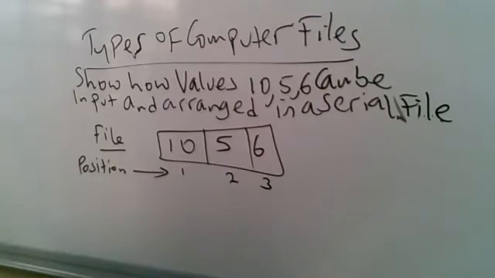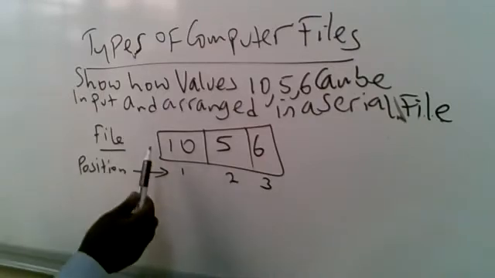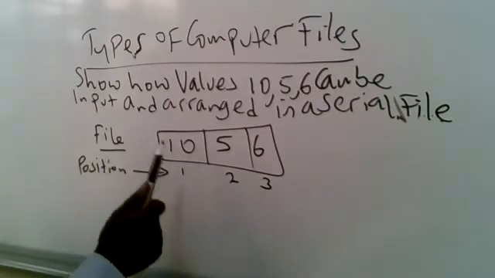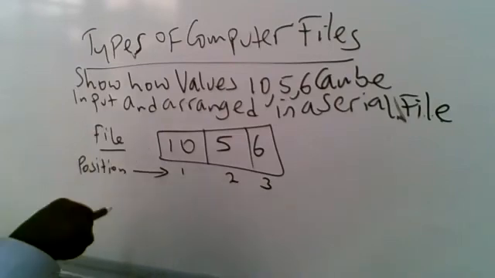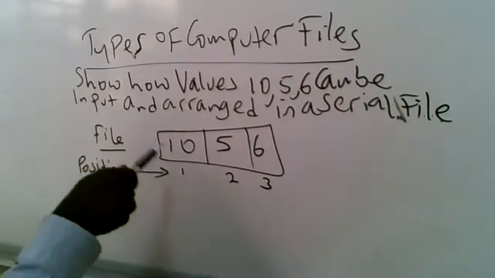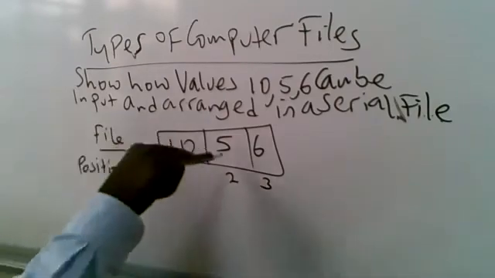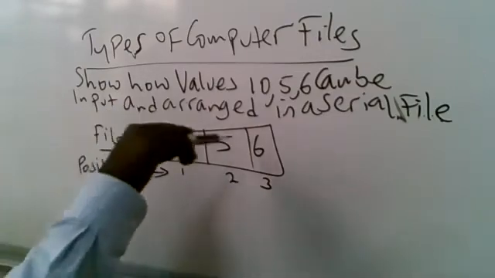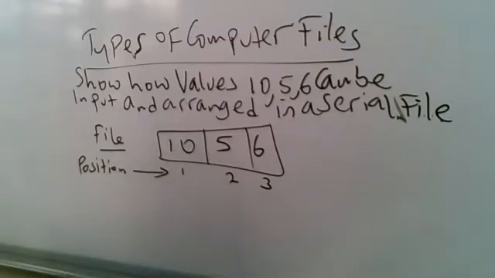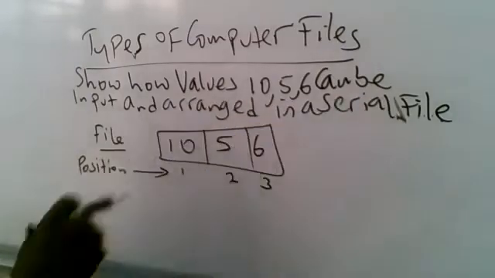What is the order? In a serial file, the values are inserted in the order in which they join the file, or in the order in which they are added to the file. So the first value to enter the file will be put in the first position. The second value to enter the file will be put in the second position. The third value to enter the file will be put in the third position, even the fourth, and so on.